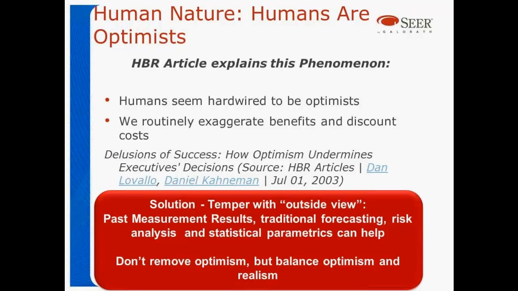Now, one of the solutions for that optimism is to temper it with an outside view. Again, this comes out of the Harvard Business Review article: have past measurement results, forecasting, risk analysis, and statistical parametrics that can help give another view. For example, if this was estimated optimistically, as it obviously was in some ways, even though the requirements changed, there's still some optimism here. Don't remove the optimism, but put in a balance of realism. We don't want everybody saying the sky is falling all the time, but an ideal estimate and plan shows what really can be done and what the probabilities are, so things can be managed appropriately. Next, Lee.